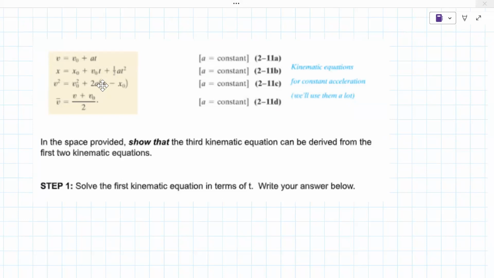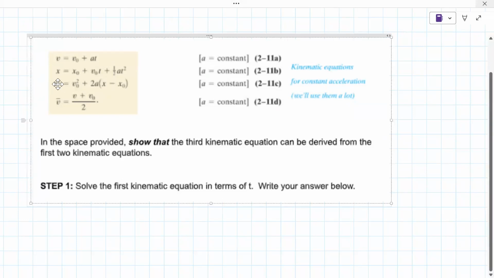Third equation, sometimes called the non-time equation. Time is in the third one, times in the first two. It's straightforward to show the third kinematic equation can be derived from the first two. So I kind of already alluded to that.